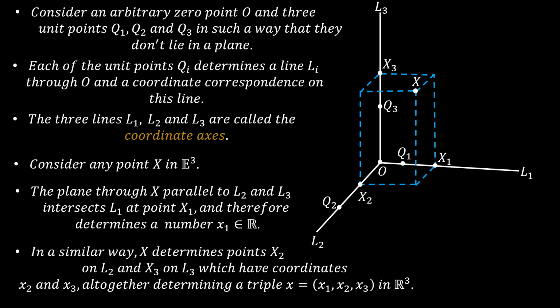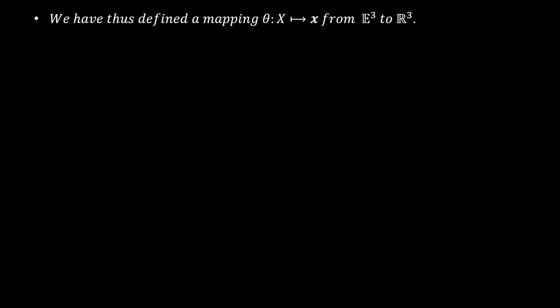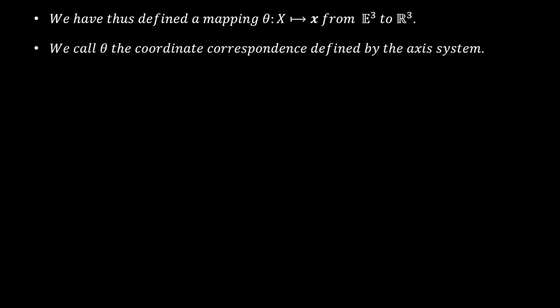So we could describe that point X using these three numbers, X1, X2, and X3. What we've done here is we've developed a mapping theta that relates a unique point in space to a unique vector in the vector space, right? In other words, we're relating a point in the Euclidean space to a real number coordinate triple. We also call theta the coordinate correspondence defined by the axis system that we just showed.